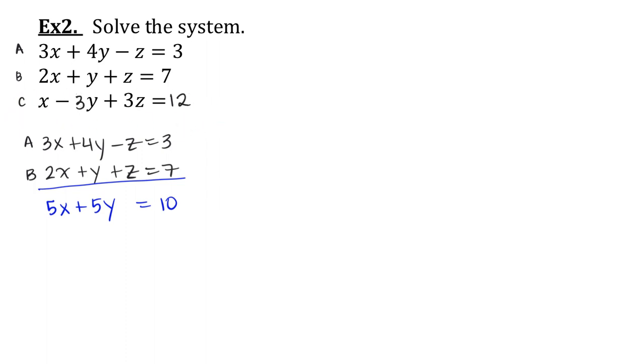Okay, now because I canceled the z's out here, I want to cancel out the z's in the c equation. So this is a 3z. It doesn't cancel yet with one of those, but I could cancel it with either one of those easily if I times by 3 or negative 3. So I'm going to use c. Let me copy down c.